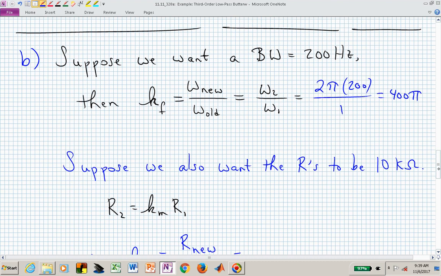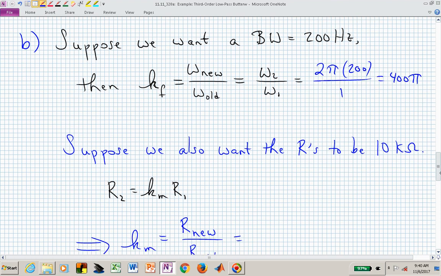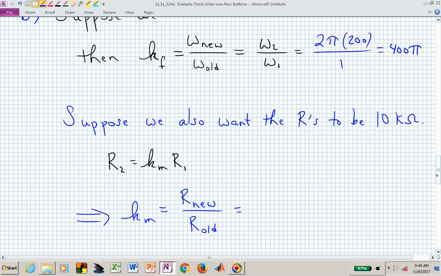Suppose that somebody now actually wants the resistors to be 10K. Maybe they don't want these big resistors of 1 ohm, or they want a bigger parameter value of R of 10K. The resistors are not frequency dependent, but they can be scaled in magnitude. So now R sub 2 is equal to k sub M times R sub 1. And here's where you have to remember what R's you're dealing with, but most of our R's are just R, so we can get away with R sub 1 and R sub 2, but maybe not.